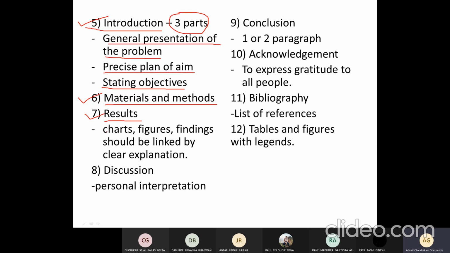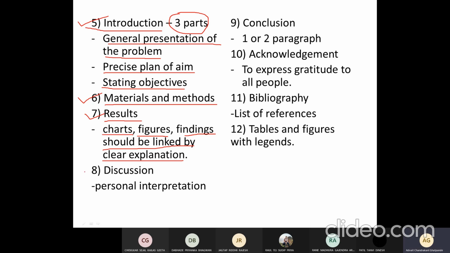So there should be the presence of charts, figures, and findings should be linked by a clear explanation. So there should be proper photographs, proper proof should be given in the results, either by providing a chart, a graph, or figures of the findings. Okay, so one should write this results part very carefully.